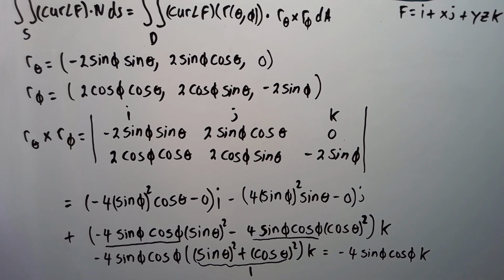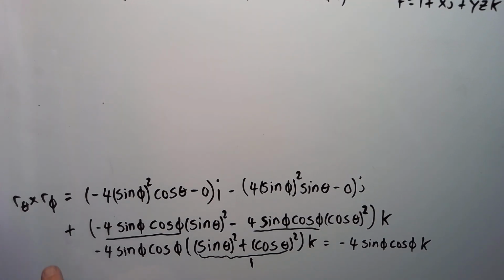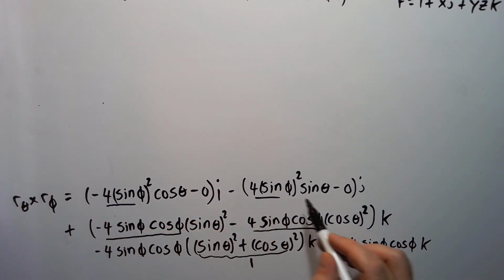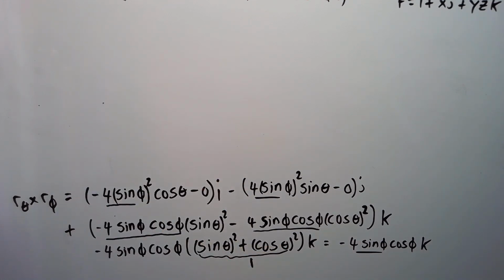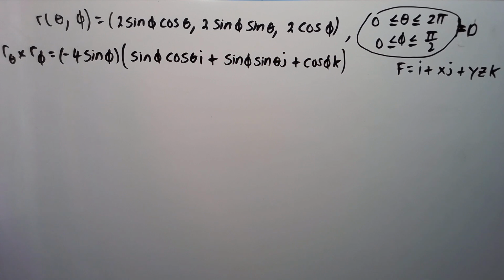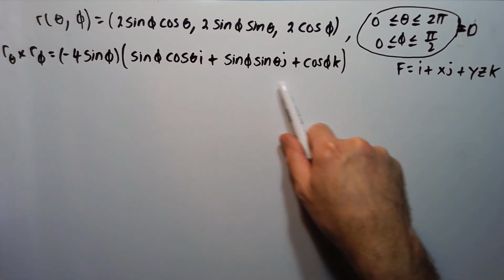Okay, so let me erase some things and summarize what we have. Actually, before erasing this completely, I just want you to notice that the i term, the j term, and the k term all have a negative 4 sine phi. So I can factor that in front. I'm going to do that when I summarize it at the top. So I'm going to factor out the negative 4 sine phi out of each of these terms. Okay, let's get going. So summarizing, what we have is our r theta cross r phi here.